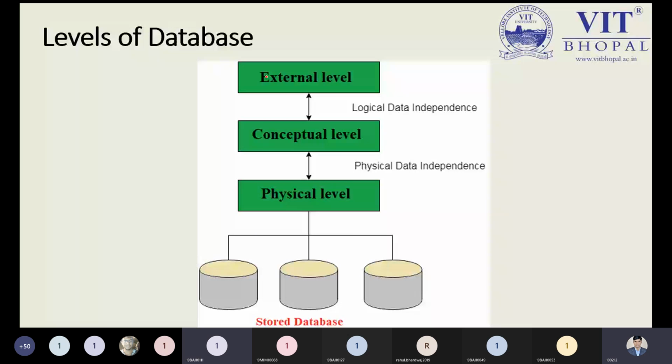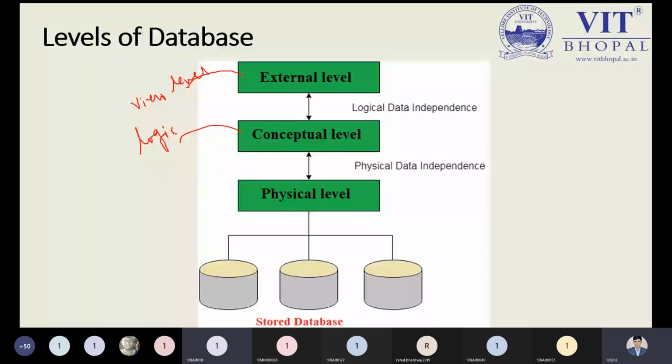This is recognized, okay, by sir. The view level, as we have seen, and this conceptual level is also known as the logical level. Okay. Only the naming convention, nothing else. So no doubt. Then can I move ahead?